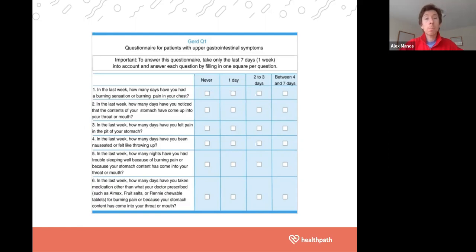GERD almost seems to peak at night, suggesting there is some degree of circadian 24-hour cycle going on here. And finally, how many days have you taken medication other than what your doctor prescribed for burning pain or because your stomach content is coming into your throat or mouth? So those are what we're looking out for within the diagnosis of GERD. And I've put this here because, again, some of you listening may not have an official diagnosis, but you may tick several of these. And obviously that is a sign that you may want to speak with your GP and have further investigation.